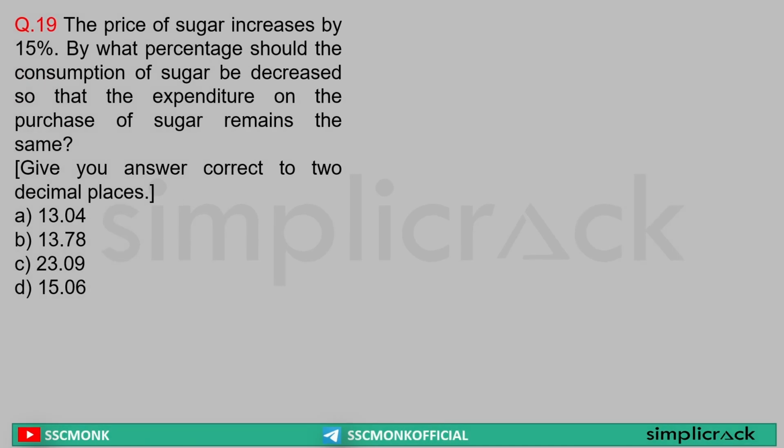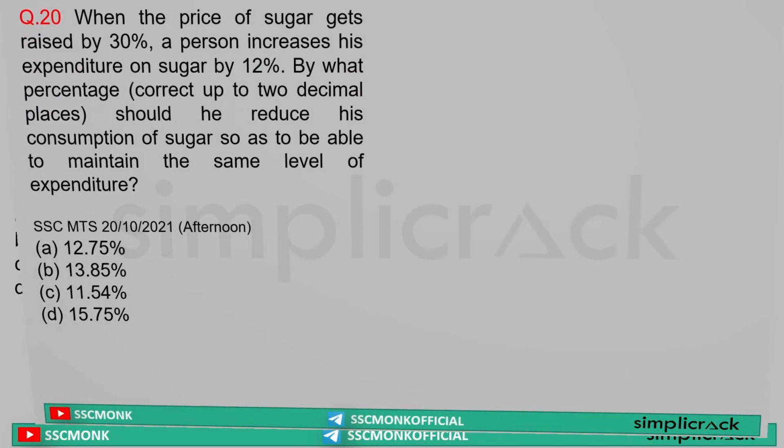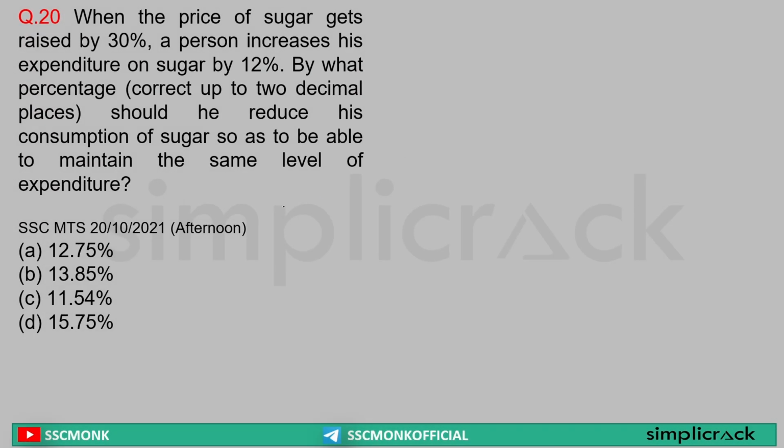The price of sugar is increased by this much. By what percentage should the consumption of sugar be decreased so that the expenditure will be the same? Sir, very simple. 15 by 100 and 15 into 100. Sir, 2 fives are 10... 5 twenty-threes are 115. Sir, this is 300 by 23. Sir, 23 ones are 23, and the remainder is handled as usual, giving 13.0 as usual. Very basic. Next. When the price of sugar... so it is homework. Very simple. You know it.